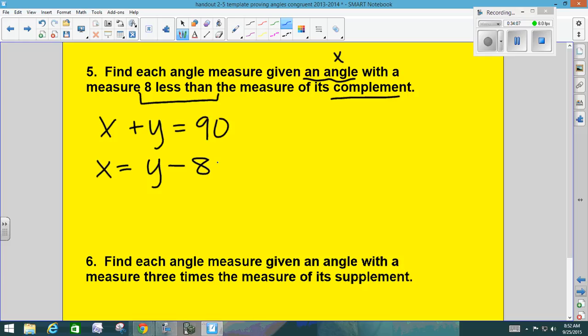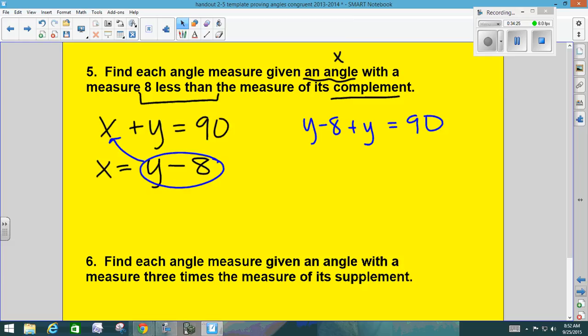X equals y minus 8. I can substitute y minus 8 in for x in the other equation. You have to substitute into the other equation. When you substitute, you get a new one: y minus 8 plus y equals 90. Now we have one equation with only one variable, so we're able to solve it. Combine like terms, y and y.